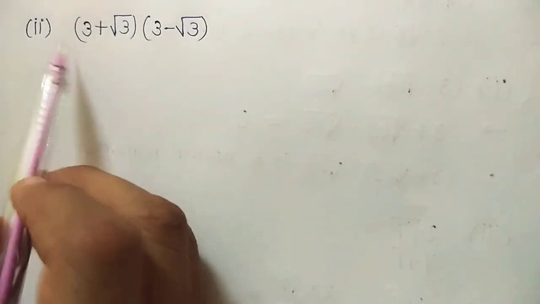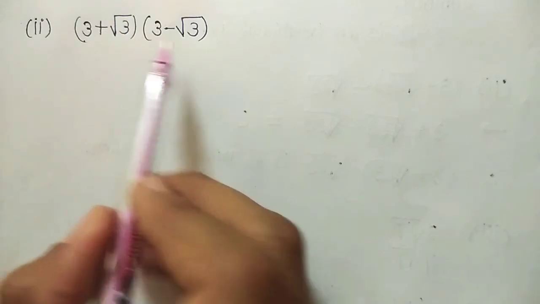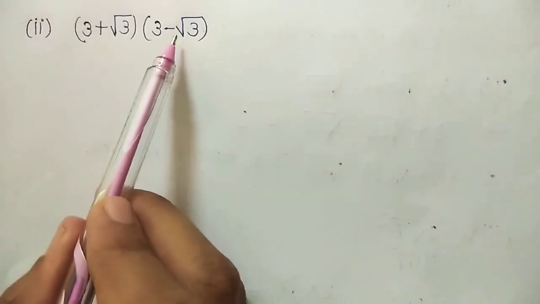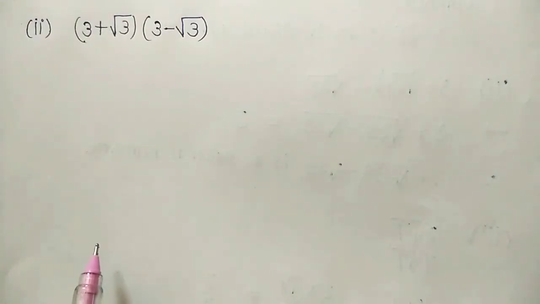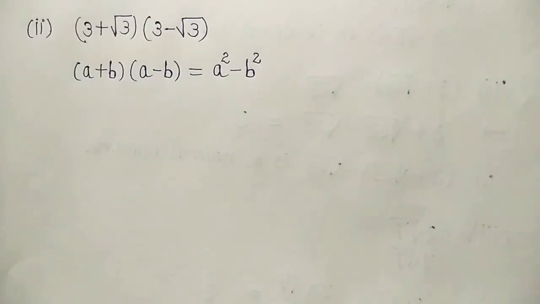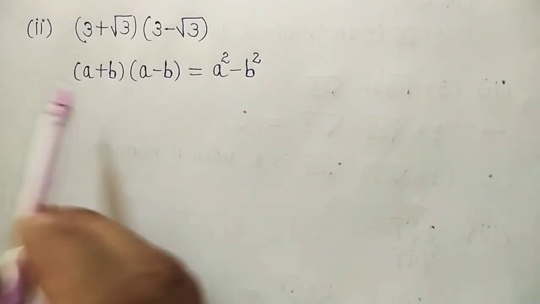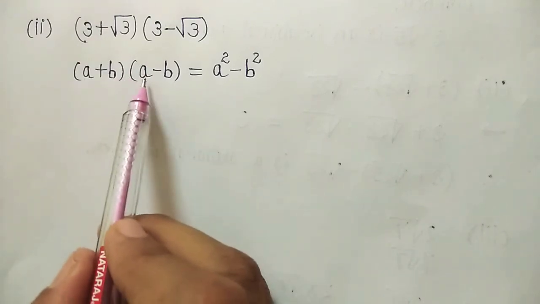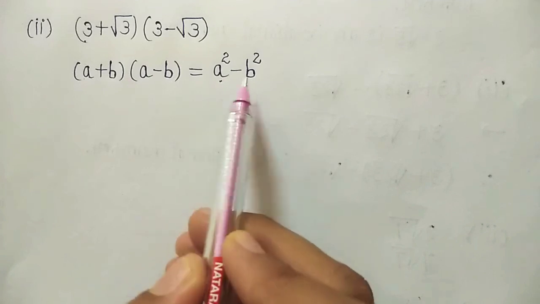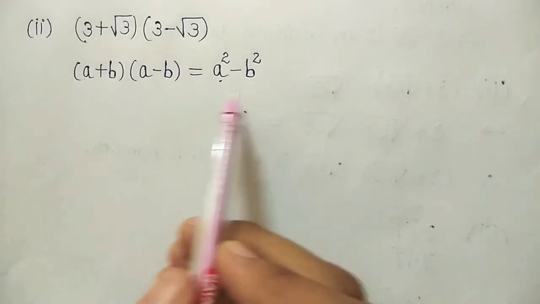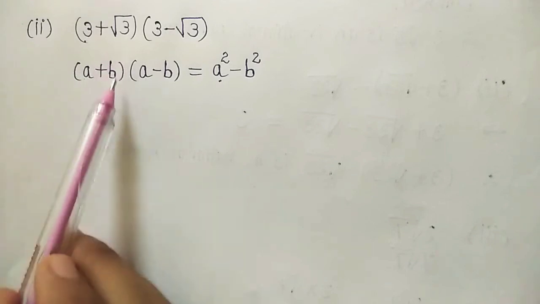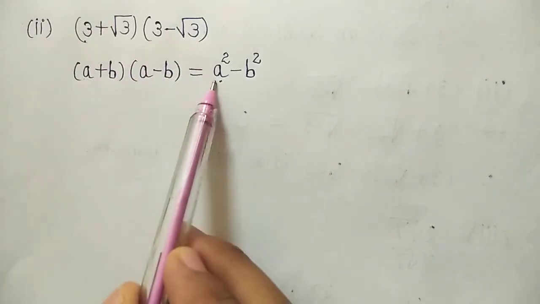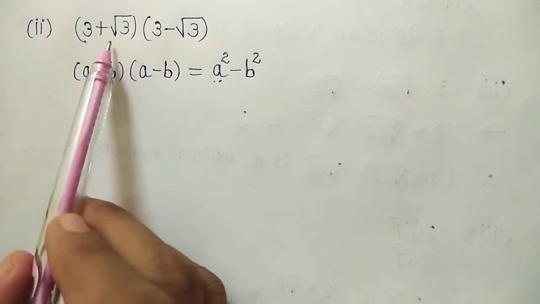Second is, in the first bracket 3 plus square root 3, in the second bracket 3 minus square root 3. You can perform this by opening the brackets, but we will do another method which is easy. We have learned factors and identities, in which we learned that if in the first bracket we have a plus b, and in the second bracket a minus b, it can be written as a square minus b square. This we have learned, right? So if we compare, it is similar.